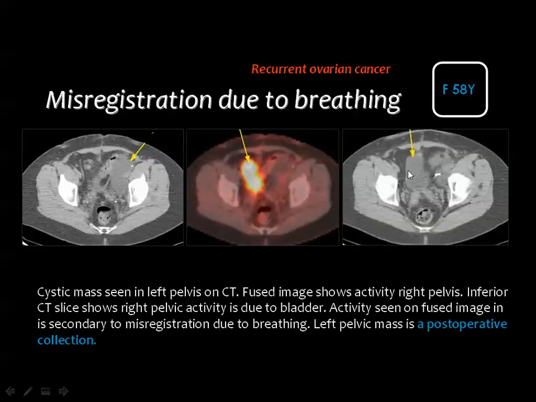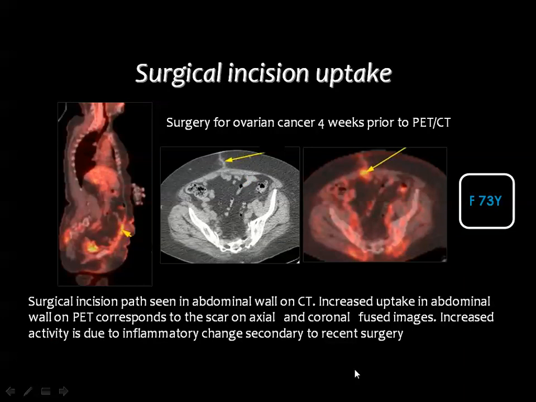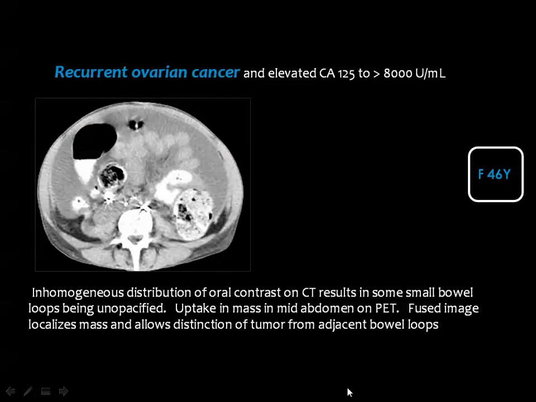This is the urinary bladder, which contains the isotope, and the collection is not metabolically active. It is a post-operative collection. Also, post-operative scars will show increased uptake in PET-CT, and we should be careful about this.